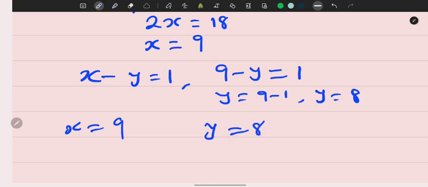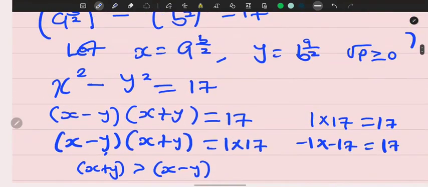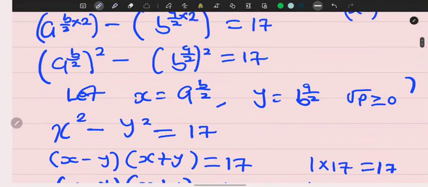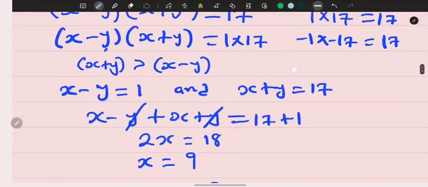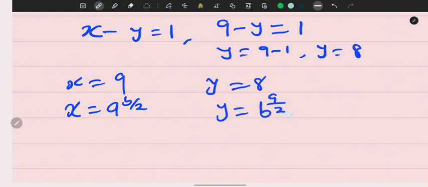Don't forget, from the beginning, the problem is not in terms of x and y. The problem is in terms of a and b, and that is what we need to find. So recall that we have x from the beginning to be a to the power of b over 2, and y is b to the power of a over 2.